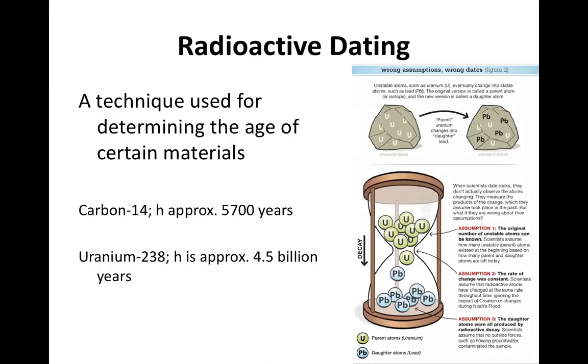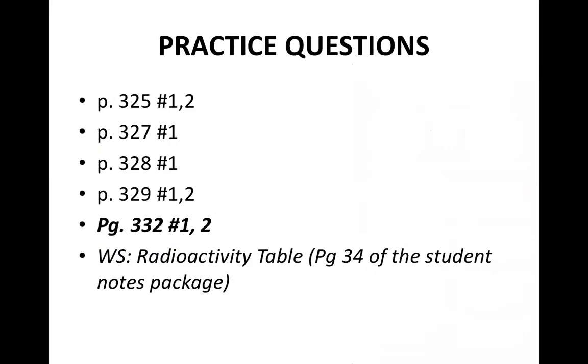Okay. Radioactive dating is a technique used for the determination of the age of certain materials like fossils. And now it's time for you to do some practice questions. These are relatively quick questions, and there is a table for you to summarize the radioisotope and the particles emitted in different radioactive decay. It's page 34 of the student notes package. Please make sure to fill out the exit ticket for this Google Classroom task and finish these questions. Check your answers from the back of the book and then post them on Google Classroom.